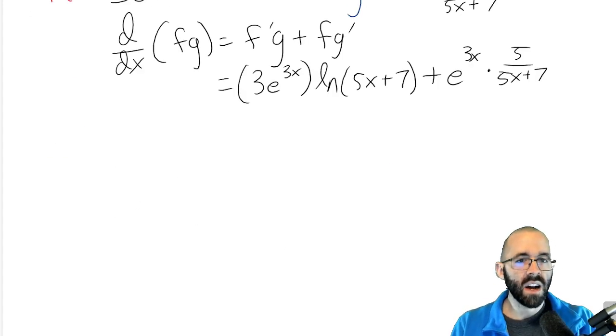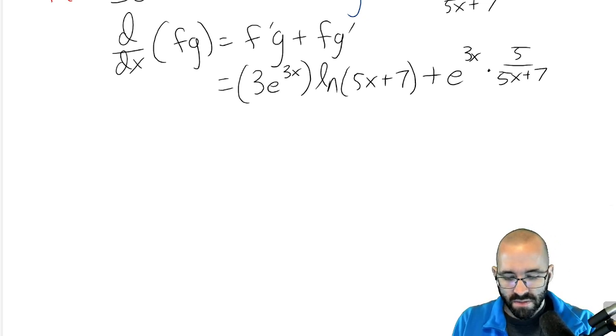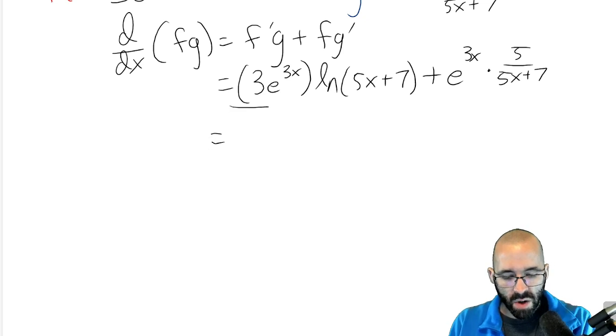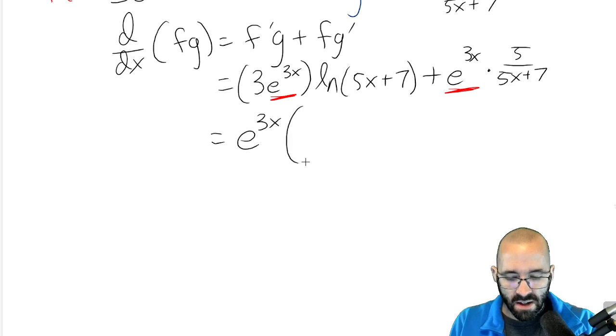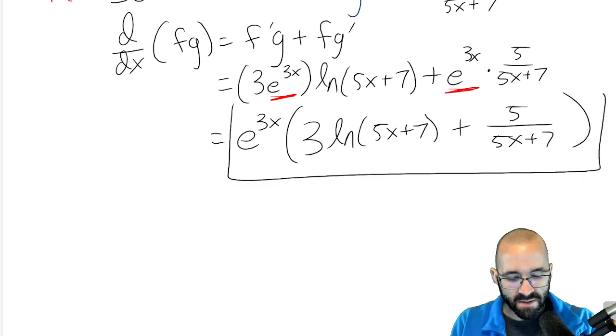And again, most of the time, this is going to be enough. If we really want to, we could factor some more. What do both terms have in common? Well, they both have an e to the 3x in them. We'll factor out an e to the 3x. The first term is left with 3 natural log of 5x plus 7. Second term is left with 5 divided by 5x plus 7. And this will be our final answer.